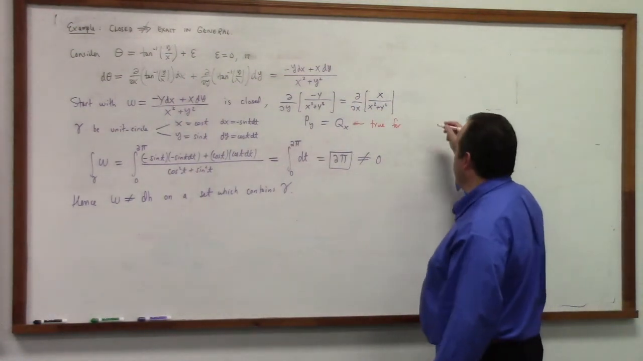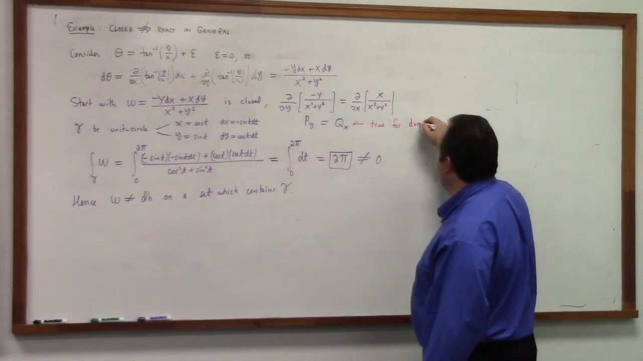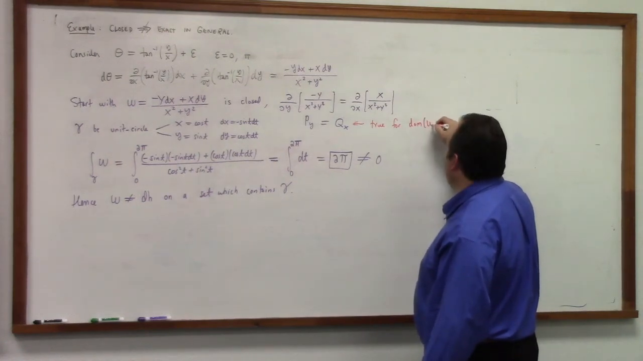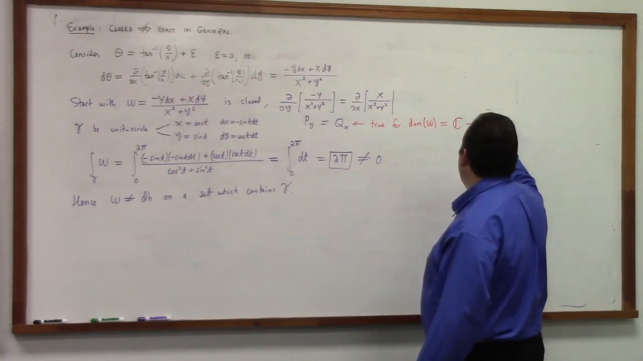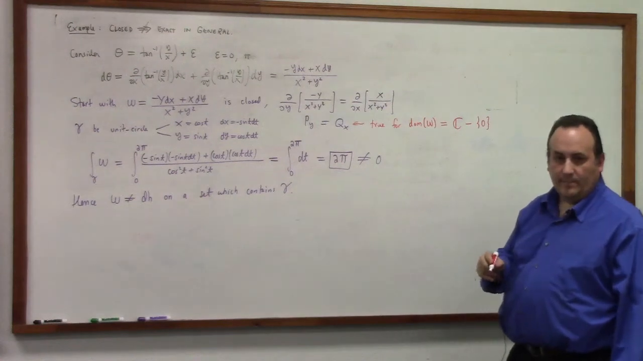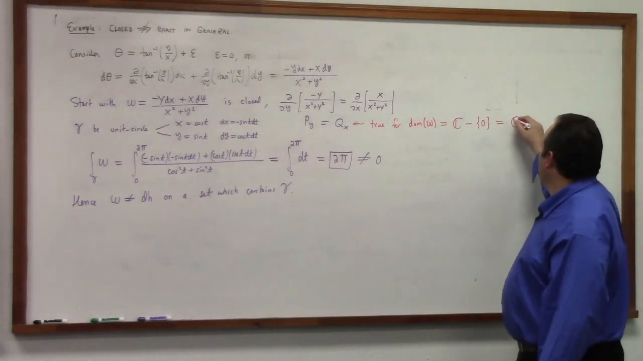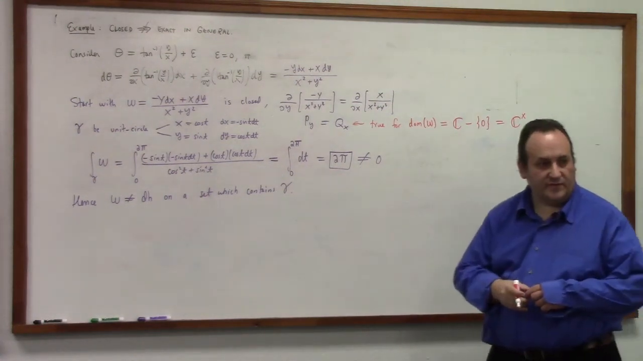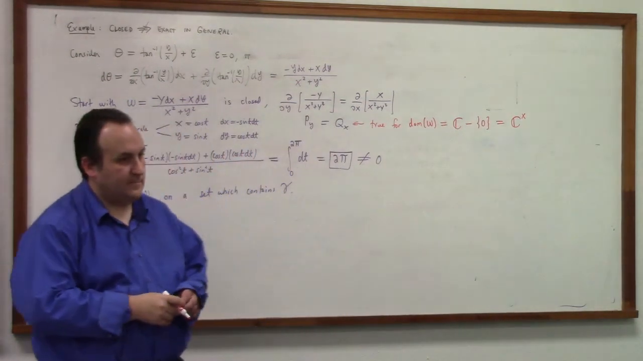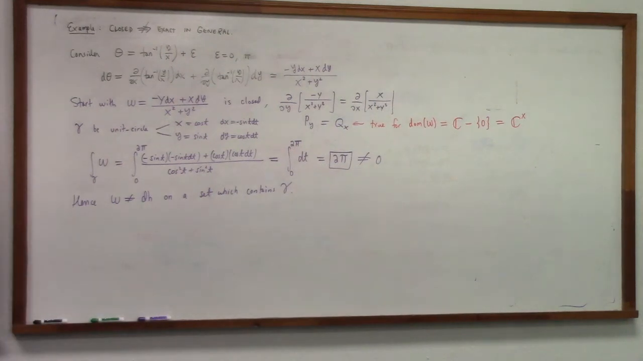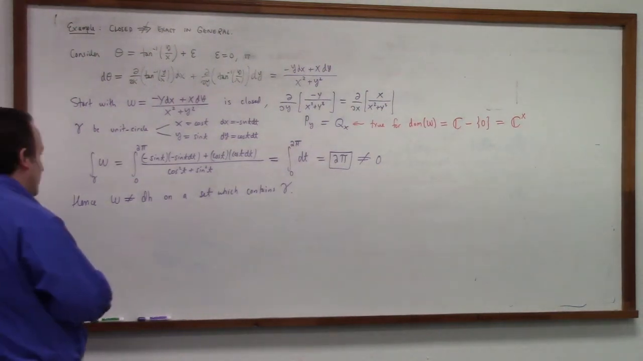It's true on the domain of omega, right? What's the domain of omega? It's the complex numbers without 0. It's the punctured plane. And is that star shaped? No, it's not. You can't go from quadrant 1 to quadrant 4.